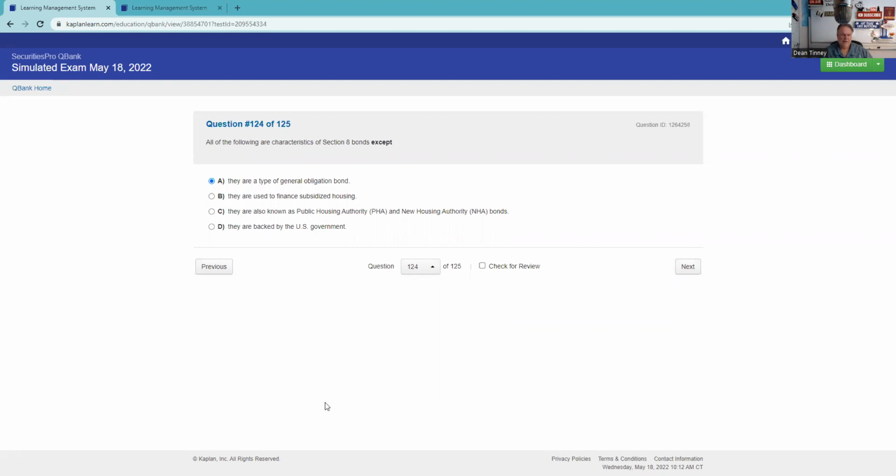They're not a type of GO. When I lecture, I kind of call them platypuses. They're neither fish nor fowl, right? They're kind of in their own little category.